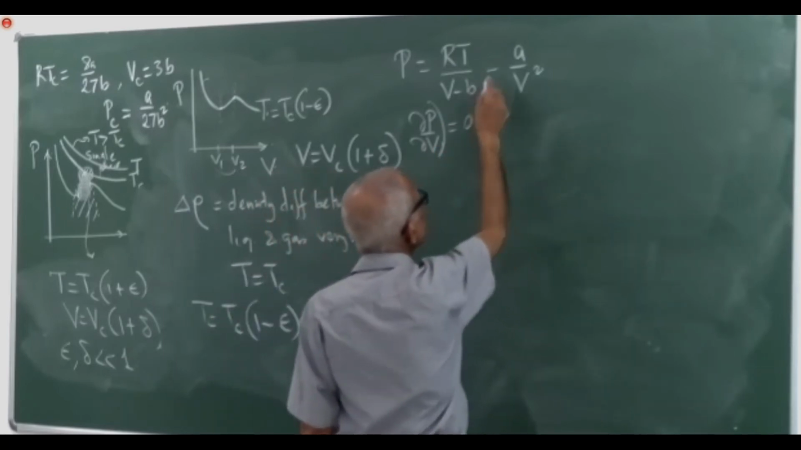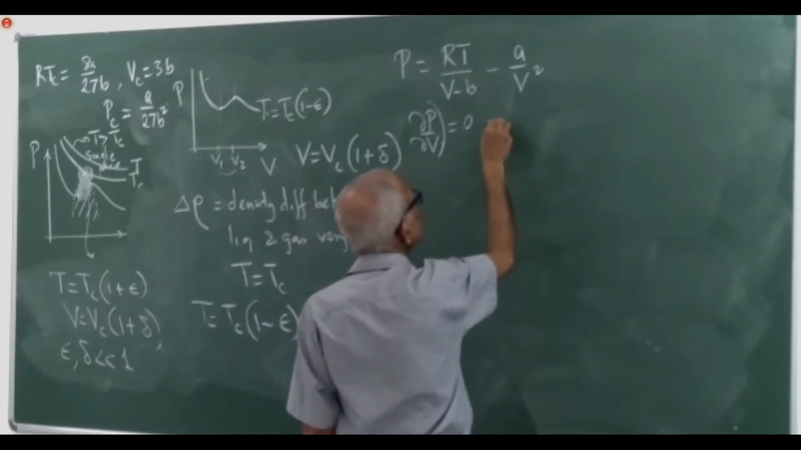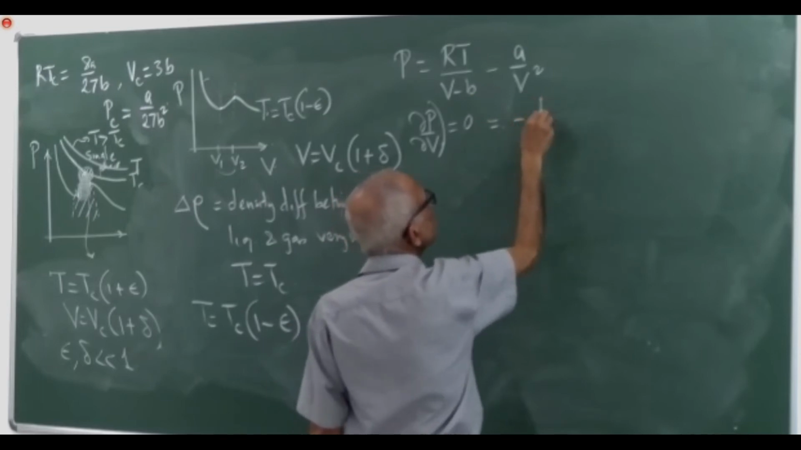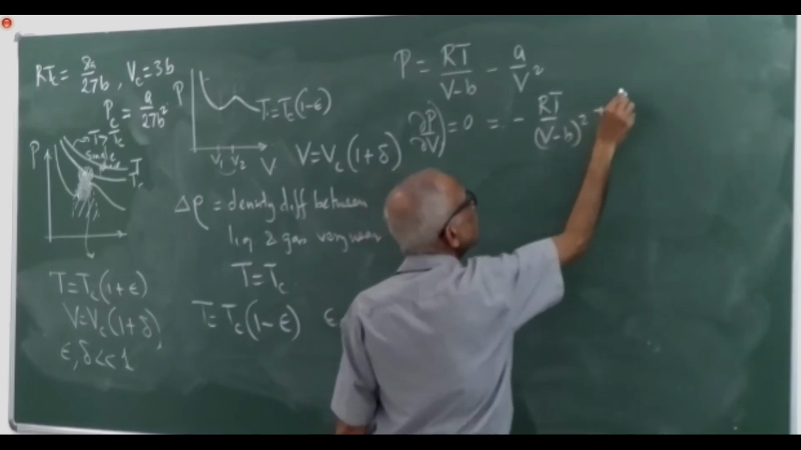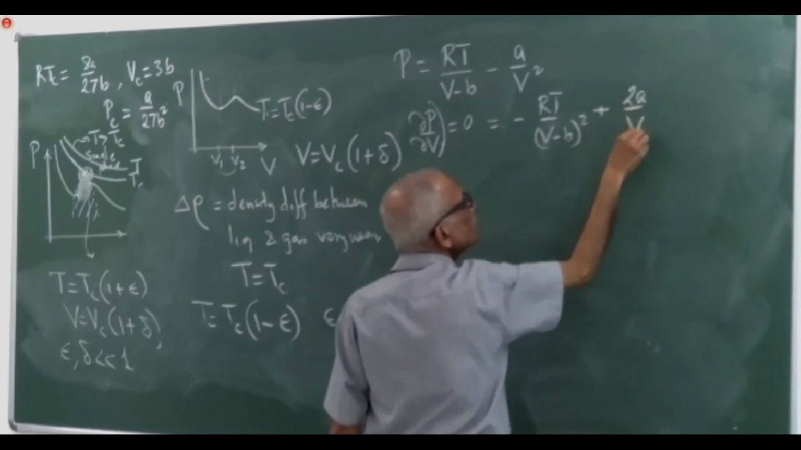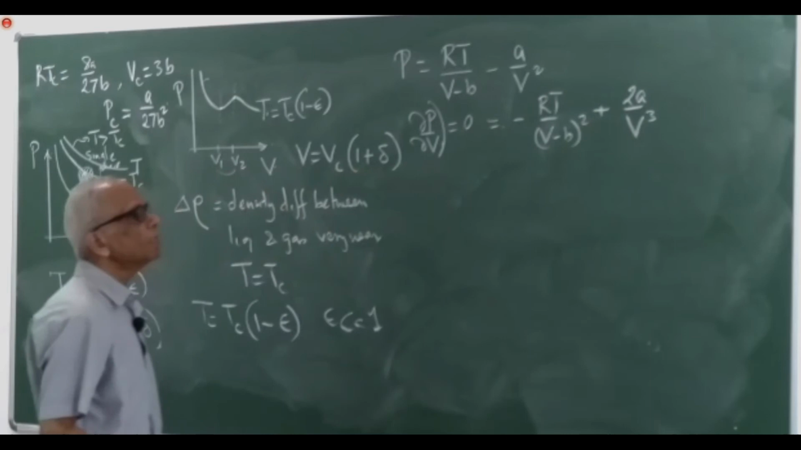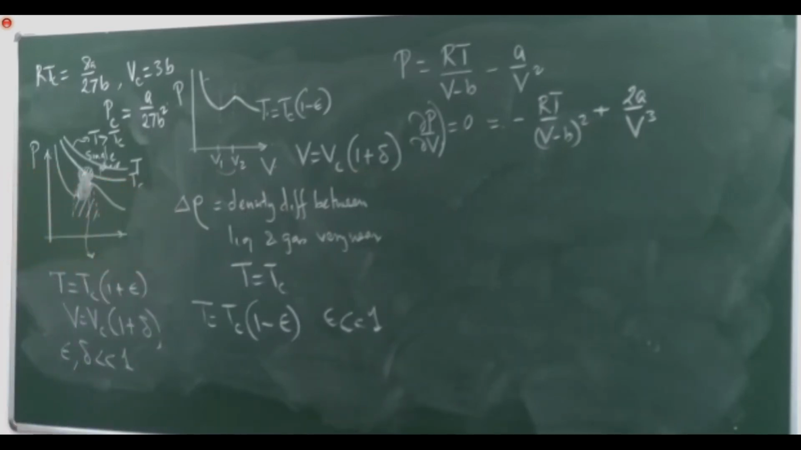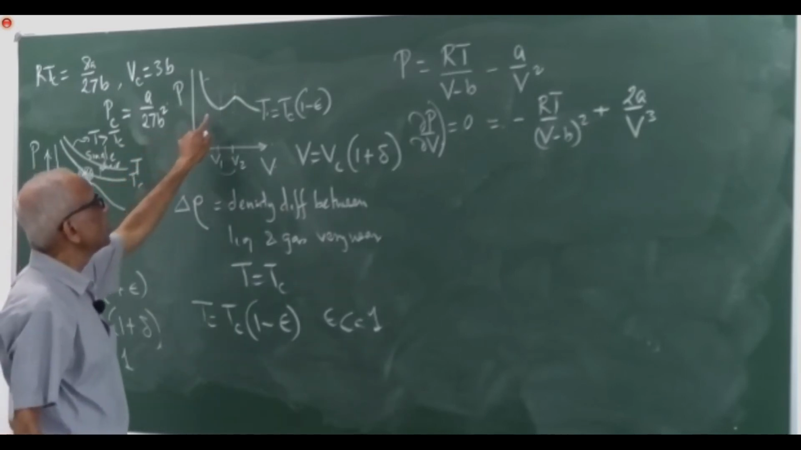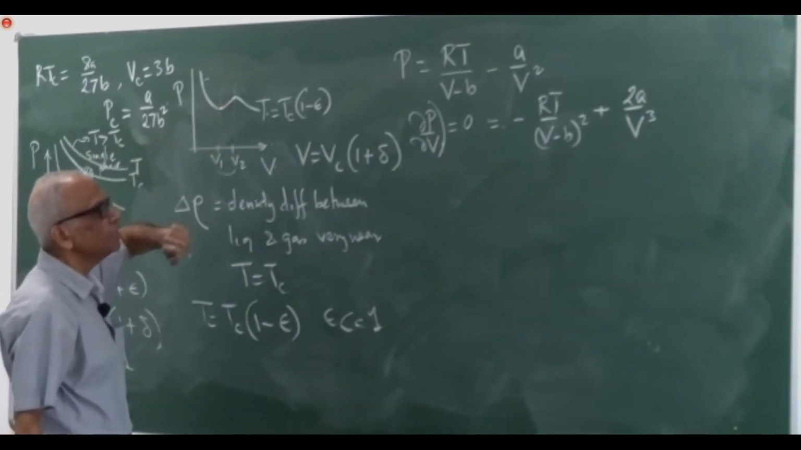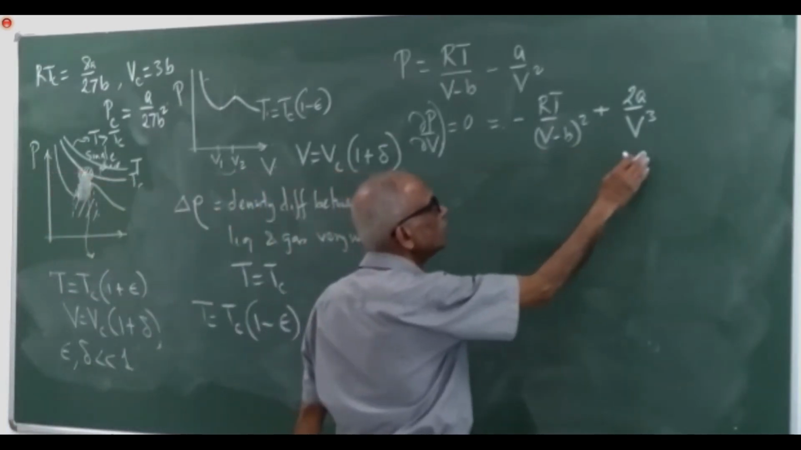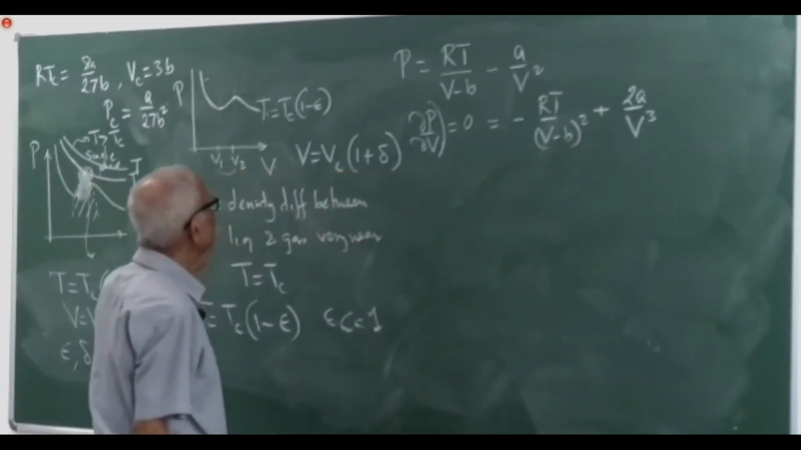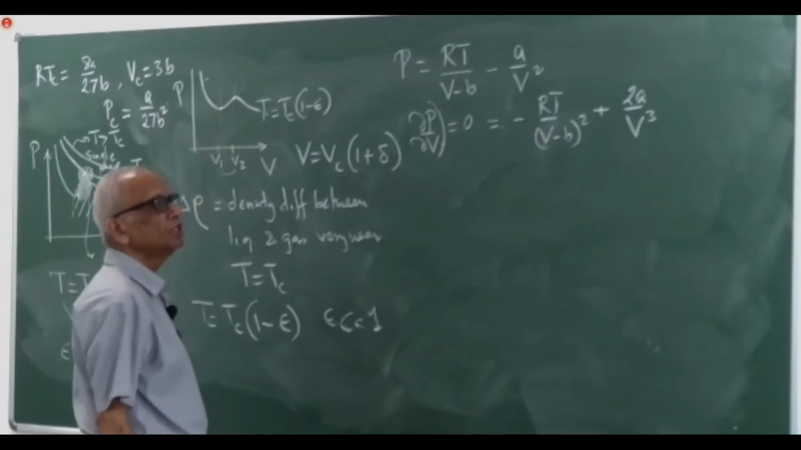So that is 0, which is equal to minus RT over V minus B squared plus 2A over V cubed. So del P del V equal to 0. These are the two. I want to find the coordinates of these 2 points at which your del P del V is equal to 0. So I want to essentially solve this equation and find these 2 points over here.